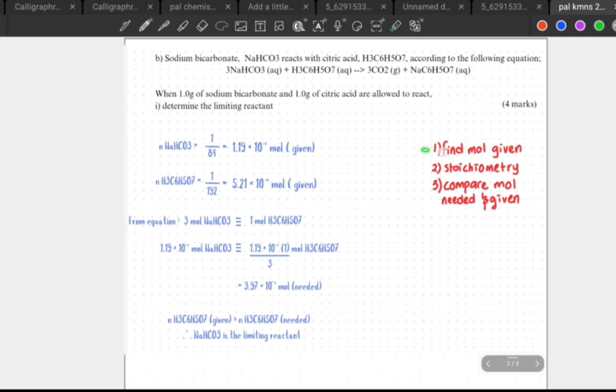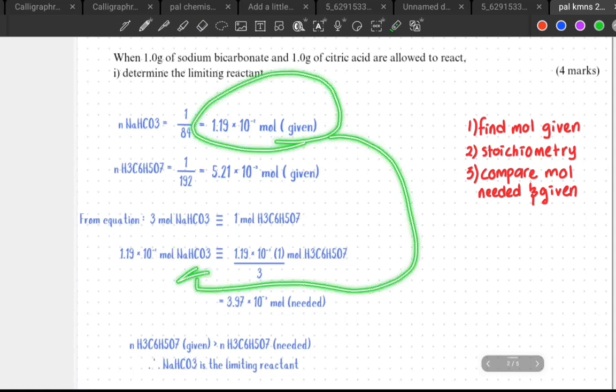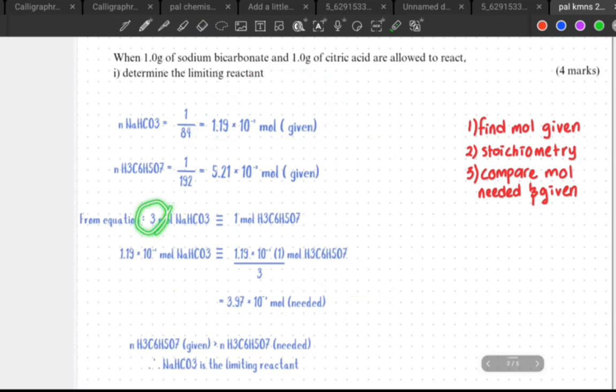So the first step is done. Second step, stoichiometry. From the equation, 3 mole of sodium bicarbonate equals 1 mole of citric acid. Just substitute the mole given in the equation. 3 here, bring it here, and then you will get over 3. 1 here, just multiply it. You will get mole needed of citric acid. So second step is done.